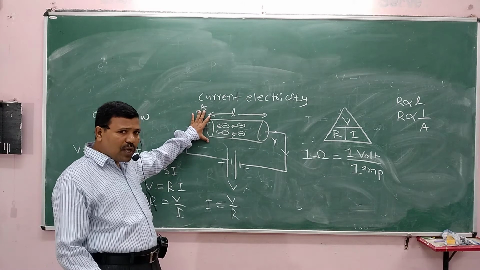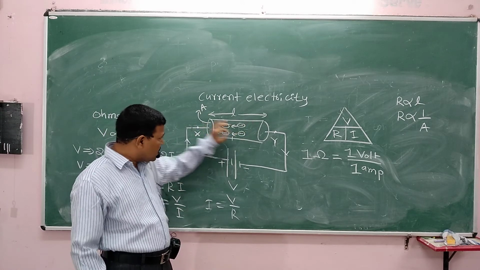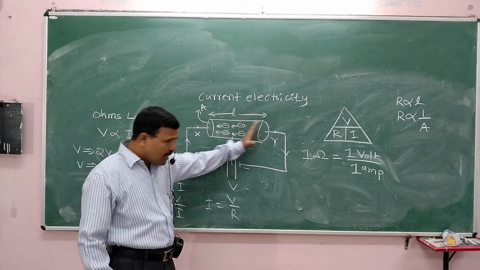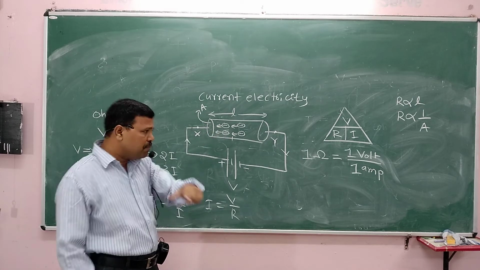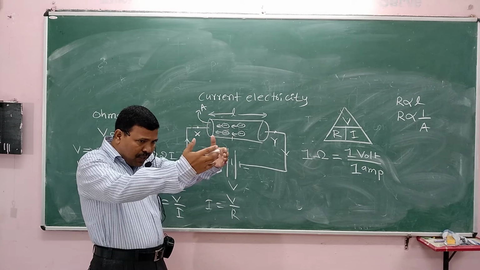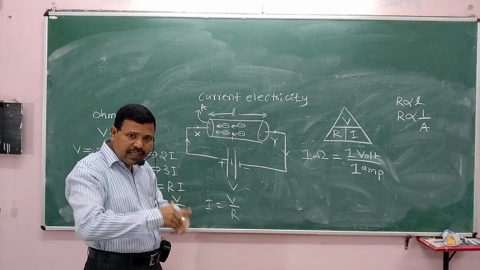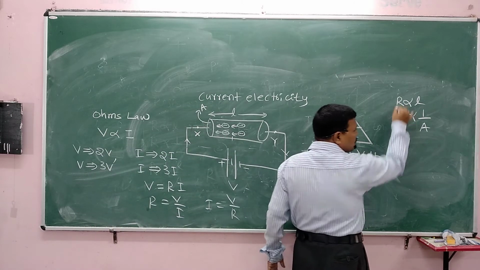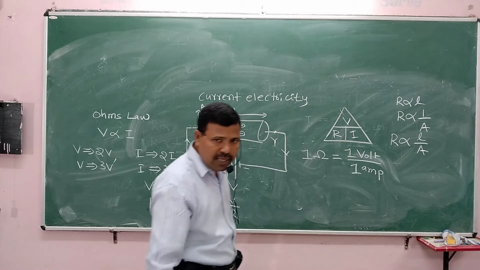As the cross-sectional area increases, the flow of charges increases. Therefore, current increases because resistance decreases. I repeat, as the cross-sectional area increases, the surface area increases, the number of charges flowing through the conductor increases, current increases, but resistance decreases. So combining these two, resistance is proportional to length and inversely proportional to cross-sectional area.